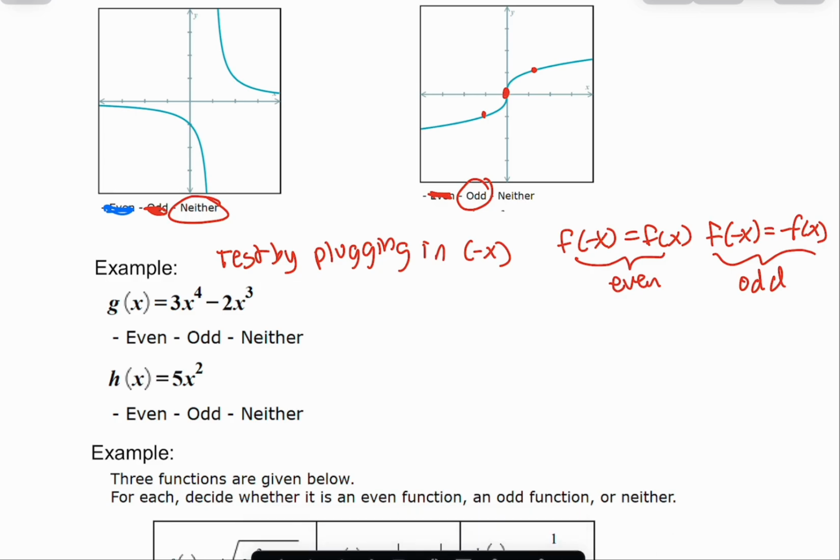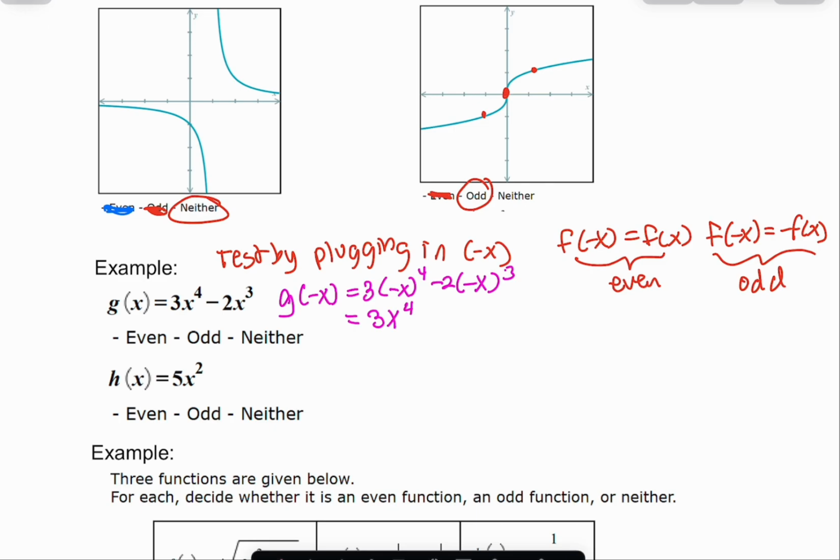So let's look at the g of x they've given us. You're going to plug in negative x. Every place we see an x, you are going to take it out and input negative x instead. Now, an odd power on a negative keeps it negative. An even power on a negative changes it to a positive. So this first piece becomes a positive x to the fourth.